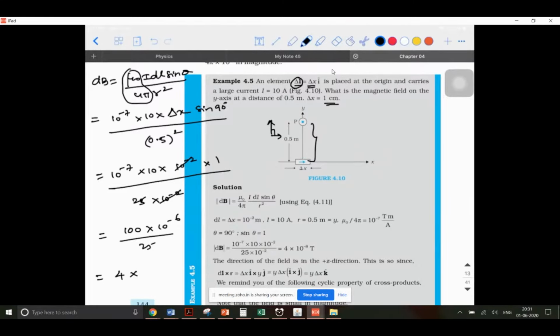Where should it be? 10 power minus 6 by 25. Ah, that's right. So I added 100, no? So I should compensate it with 10 power minus 2. That's right. So 4 into 10 power minus 8 Tesla. Thank you. So 4 into 10 power minus 8 Tesla is going to be the magnitude.